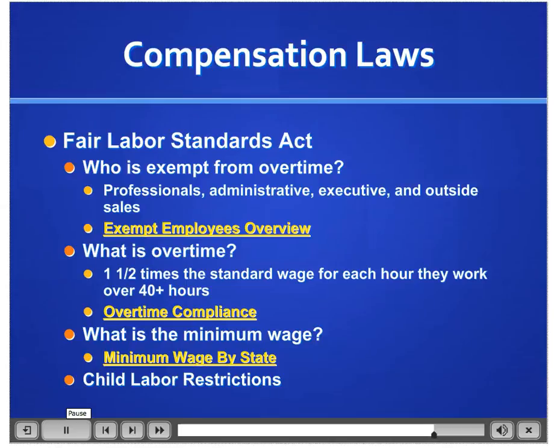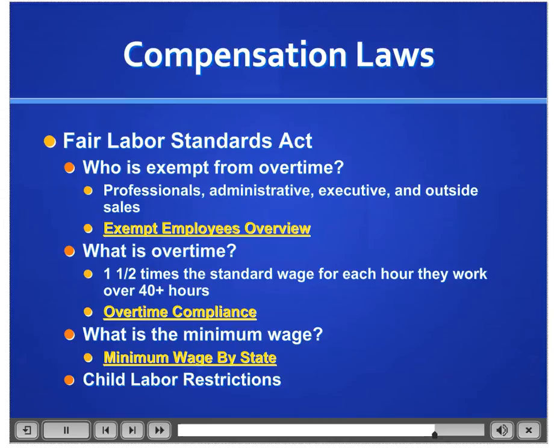The last category we're going to cover is compensation laws, and they are also considered equal employment laws, but they're specifically addressing issues of compensation, and they're unique to issues of compensation. And the first one we should be aware of is the Fair Labor Standards Act. In the Fair Labor Standards Act, they have a couple of different issues that they address.